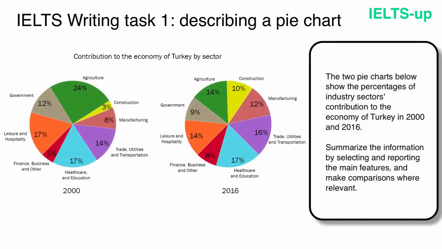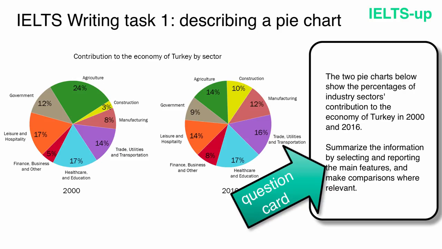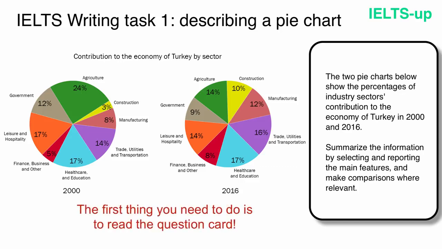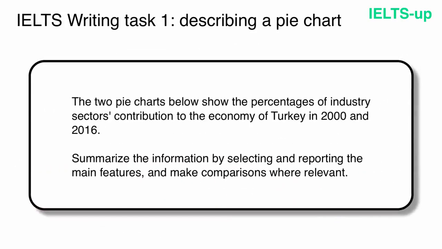So, this is an IELTS Writing Test 1 sample. You have a pie chart to describe, and you have a question card with some important information about your chart. The first thing you need to do is to read the question card. Let's do it together. The two charts below show the percentages of industry sector's contribution to the economy of Turkey in 2000 and 2016. Summarize the information by selecting and reporting the main features and make comparisons where relevant.